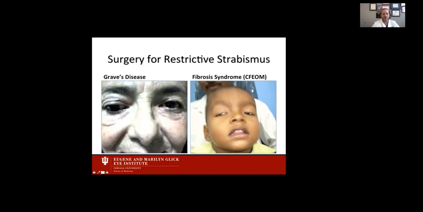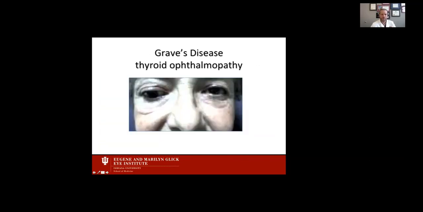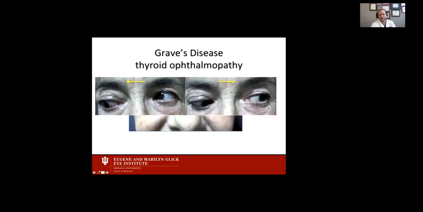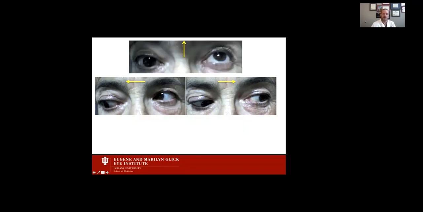Restrictive strabismus, usually what we're seeing, patients with Graves' disease, thyroid ophthalmopathy, or perhaps congenital fibrosis. This lady is pretty typical. She has an inferior rectus on the right eye affected. And you can see when she looks to her right, she gets more hypotropic. And she's still hypotropic on the left gaze. And in up gaze, you can see she's clearly restricted in her right eye, not elevating.